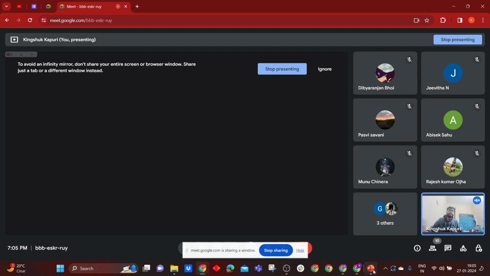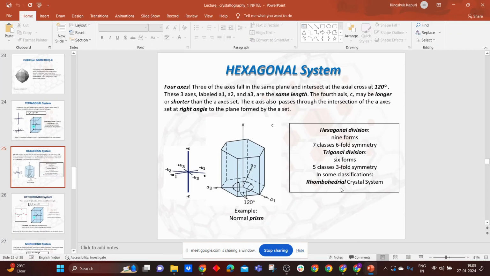In case of 6 2 2, the vertical axis will be of 6 fold, because 6 is the highest number of fold axis present in that system. So 6 will be the vertical axis. So the highest number of fold or symmetry present in that particular system will be the vertical or the C axis. Okay. This is an important point to remember.